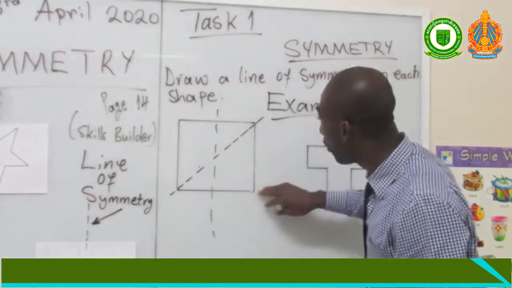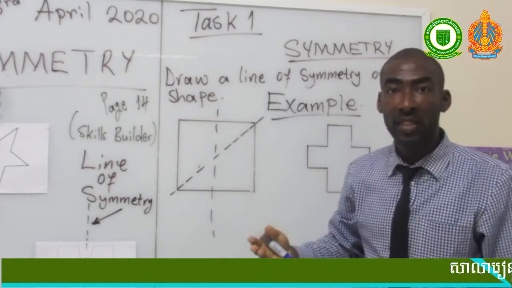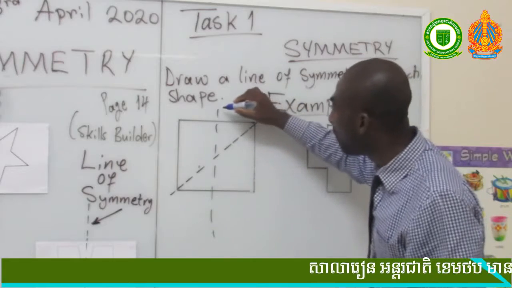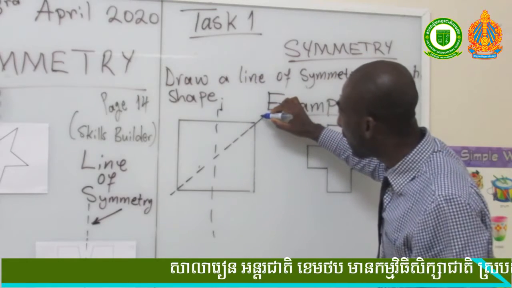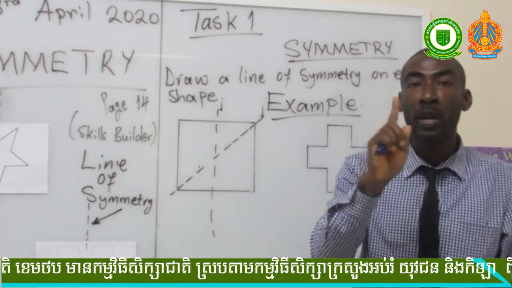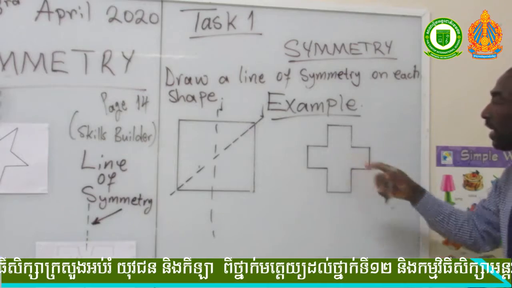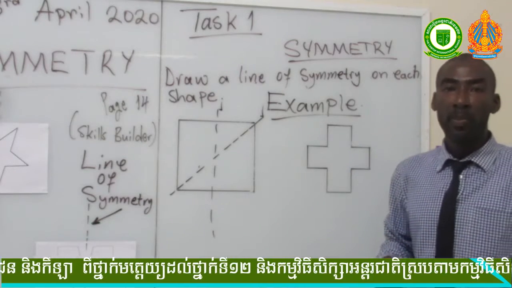So when you close this portion on this side, it's matched, it fits. So it means this line of symmetry is correct, and then this line of symmetry is also correct. But you are supposed to draw one line of symmetry, okay? Very good. Now let's look at our shape of cross.